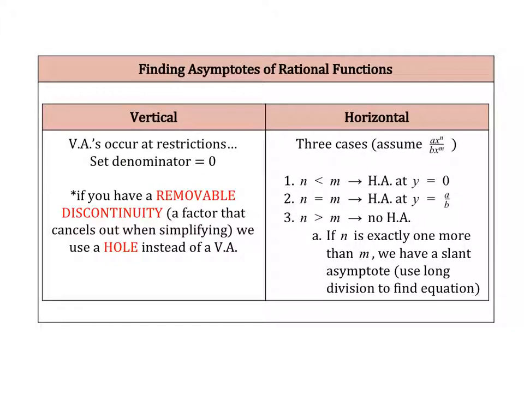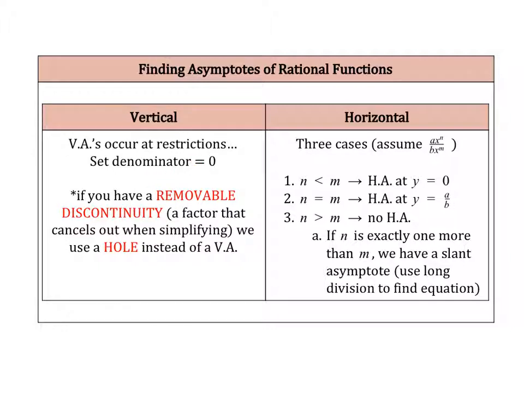Okay, the last thing we're going to talk about is how to find asymptotes of rational functions without using transformations. So it's important to have other ways to find these asymptotes. So the vertical asymptotes are pretty straightforward to find. Vertical asymptotes will always occur at restrictions. So we know that restrictions happen when our denominator is equal to 0. So if you set your denominator equal to 0, you should be able to find your vertical asymptotes.